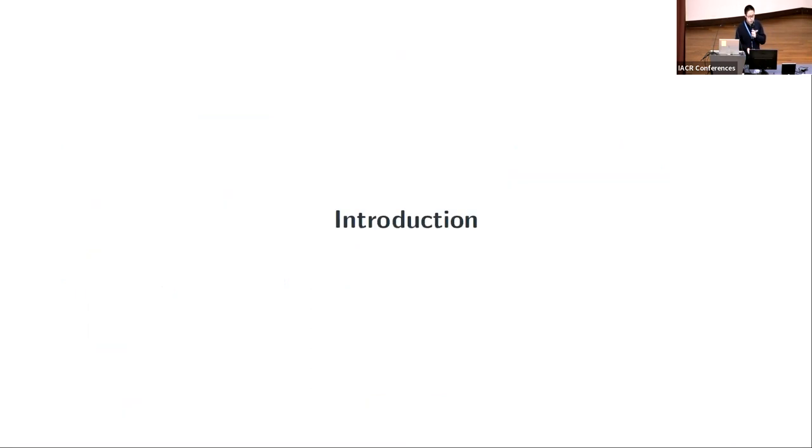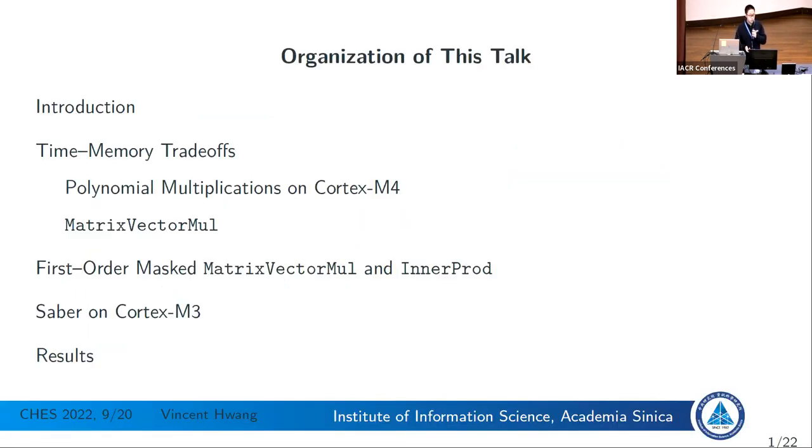The first contribution looks into the time-memory trade-off of Saber on Cortex-M4. Our time-memory trade-off can be divided into two parts. The first is how to multiply two polynomials on Cortex-M4. The second looks into the structure of matrix-to-vector multiplication. Our second contribution looks into the first-order masked matrix-vector product and inner product, which are used in the decapsulation of Saber. Our third contribution refers to the implementation considerations for Saber on Cortex-M3.